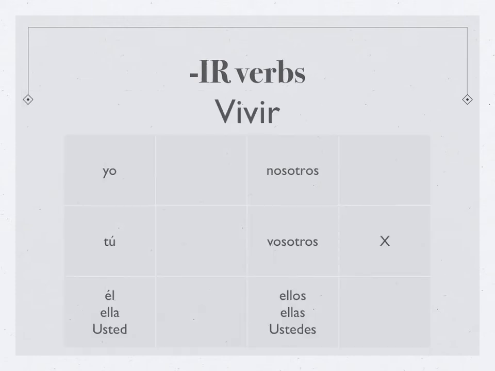And our last type of verbs are IR verbs. And we will use vivir as our example. IR verbs are almost exactly the same as ER verbs, except for in the nosotros form. So our endings are o, es, e, imos, en.